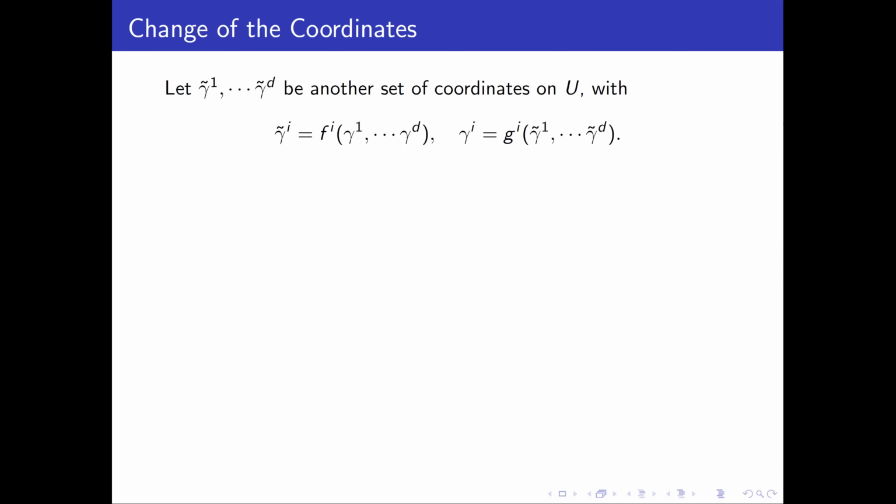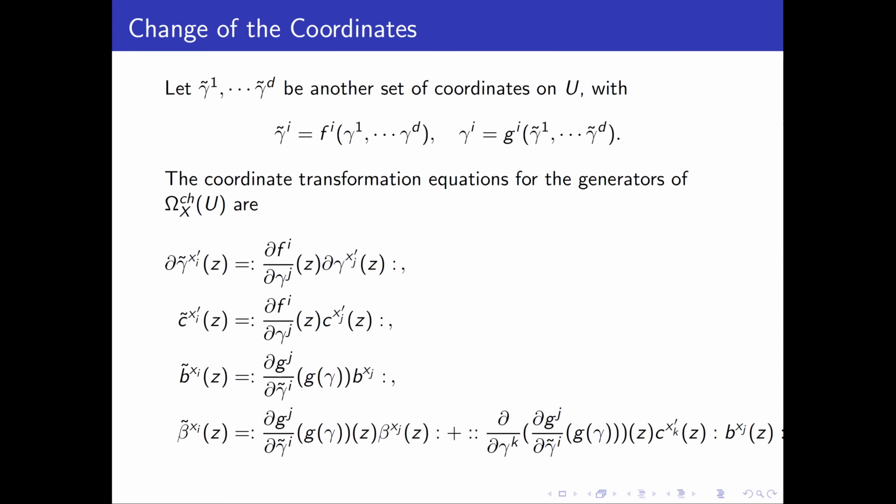Now, if we change the coordinate to gamma prime, another set of coordinates on U, with F and G the transition functions, then the coordinate transformation equations for the generators of this sheaf are the following. Here you can see that D gamma and C change like differential forms, and B changes like a vector field. The only complicated part is the betas.